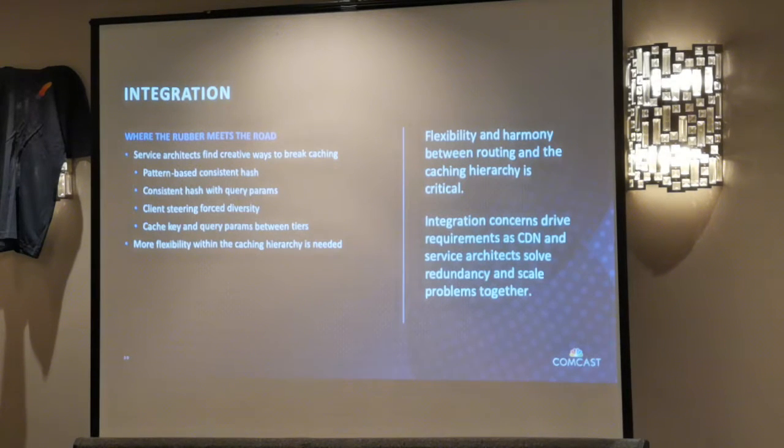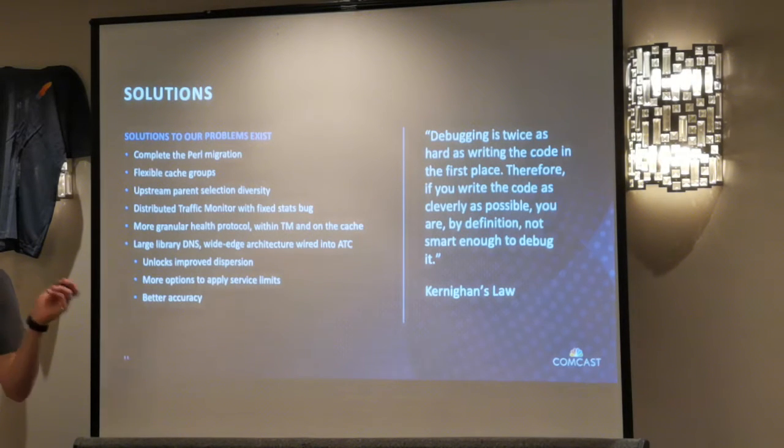Cache key and query parameter handling in Traffic Control needs work, because it's currently one drop down, and we need to break that apart. And then more flexibility within the cache hierarchy. We are going to have to do flexible cache groups because of the things that we're seeing at Comcast. We have a need to logically move and group our servers in a much more flexible way rather than it being rigid. So we're going to be working on that hopefully soon, and I would expect to see some stuff on the list about that. So yeah, we need to complete the Perl migration and flexible cache groups.